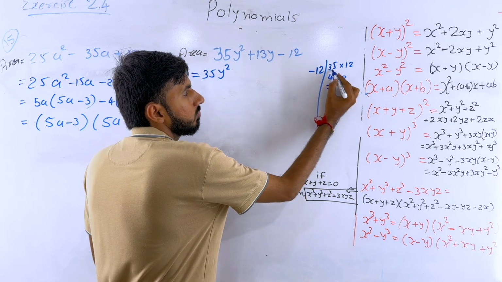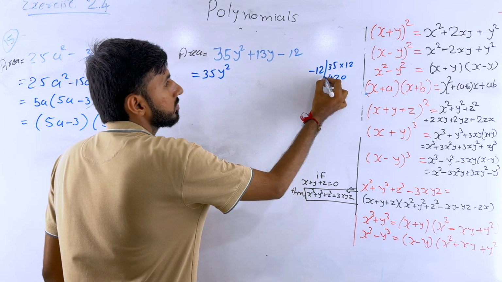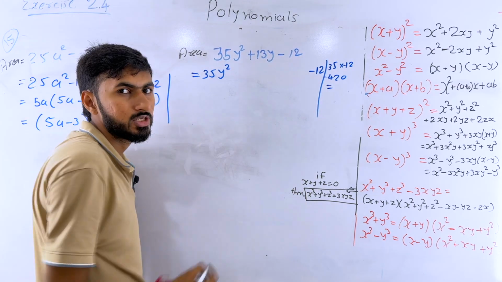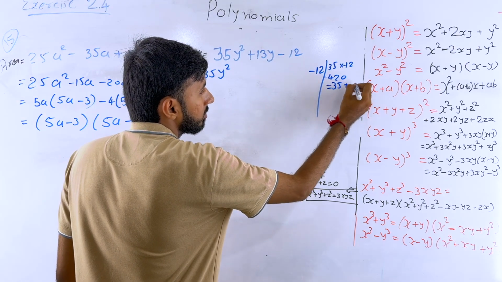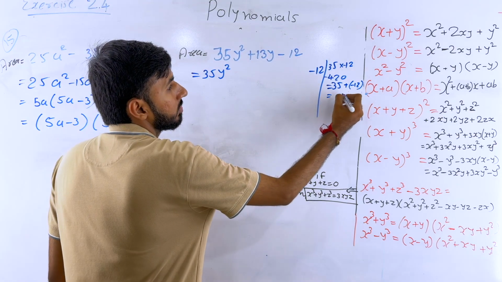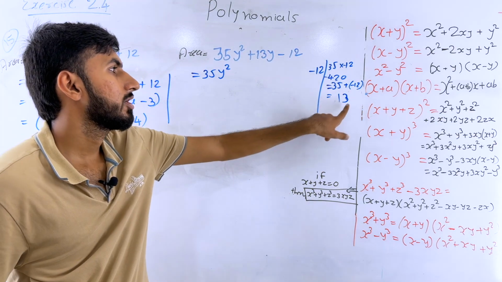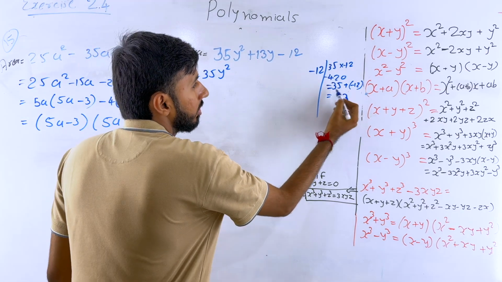Now if you see, if you use 35 and 12 only, you can get 13, right? Because I have minus 12 here, so my multiplication is minus 420. Now if I add 35 and minus 12, what will I get as answer? My answer is 13, right? 35 minus 12 will be 13. So I get my desired answer. I get my desired factors.